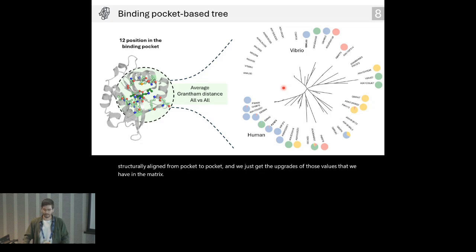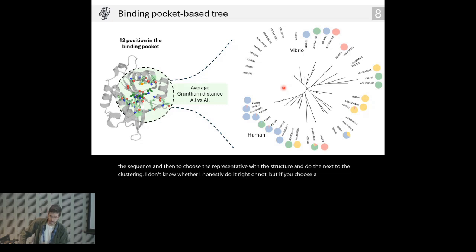Thank you. I would like to ask, when you do the clustering, you first cluster with the sequence, and then choose the representative with the structure and do the next clustering. I don't know whether I understood you right or not, but if you choose the representative, it cannot stand for the other structures of the rest of the proteins. So how do you think about that?